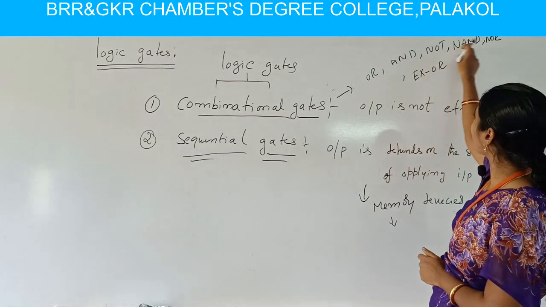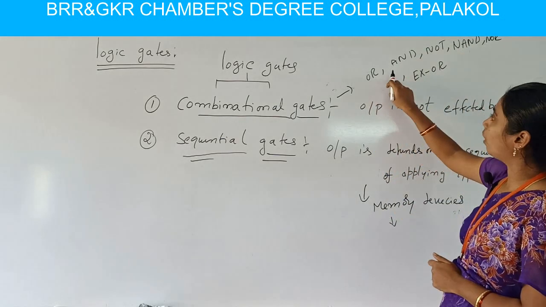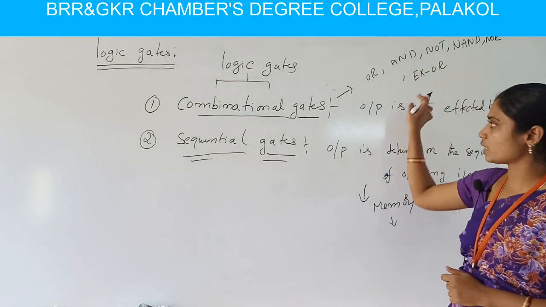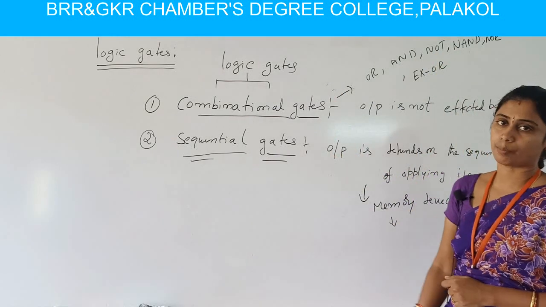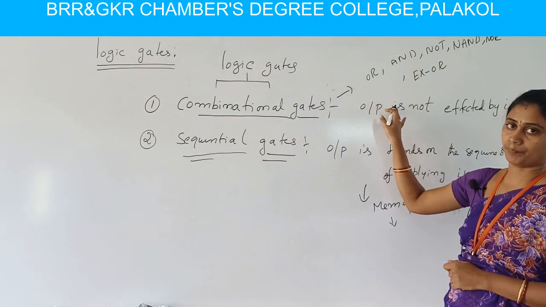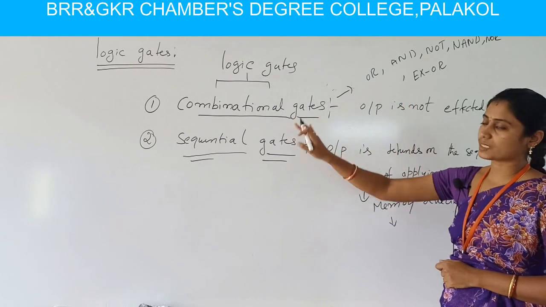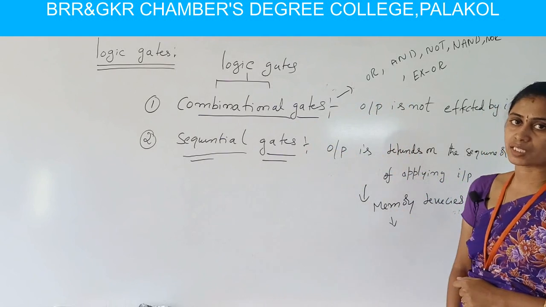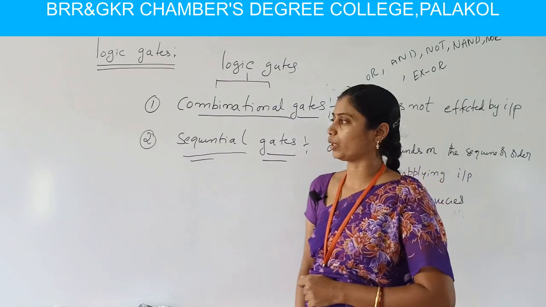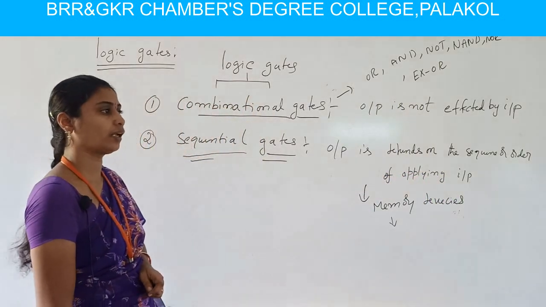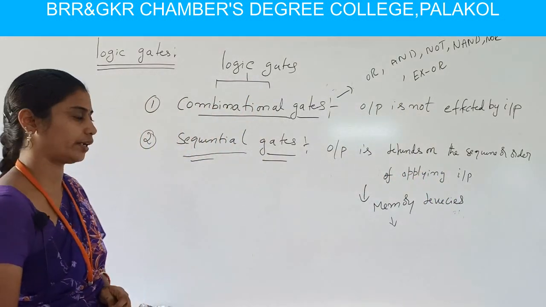The examples for combinational gates are OR, AND, NOT, NAND, NOR, and XOR. These gates are examples of combinational gates. They don't have any memory device for storage. But sequential gates act as memory devices, hence they are said to be sequential gates. They are affected by the previous input which is already present in the device.